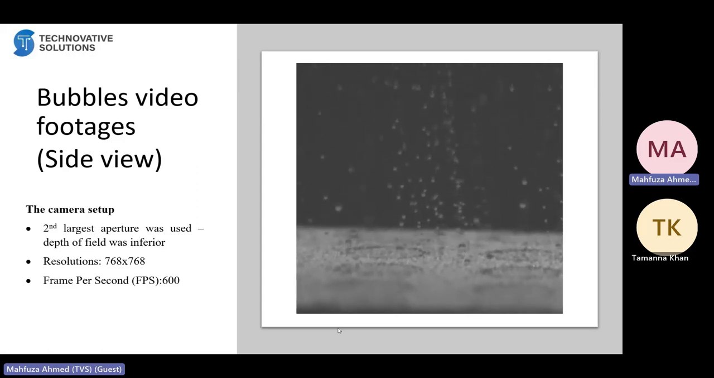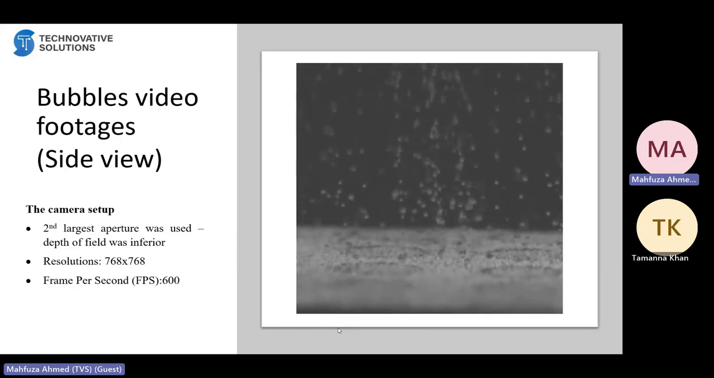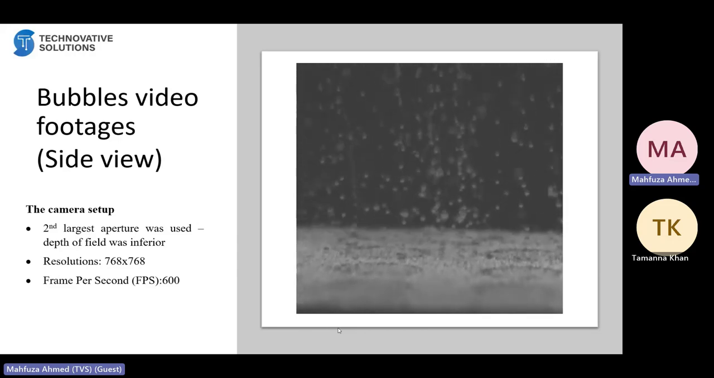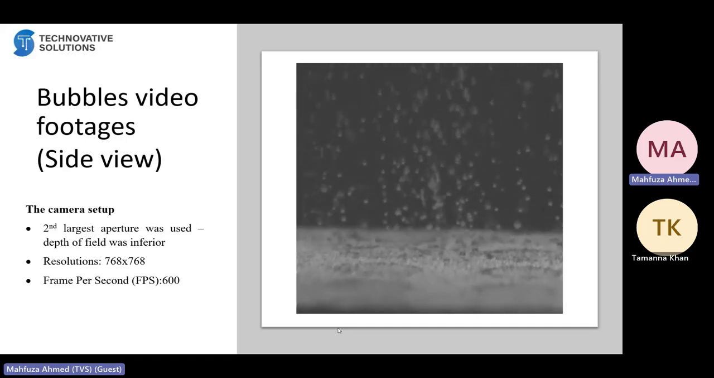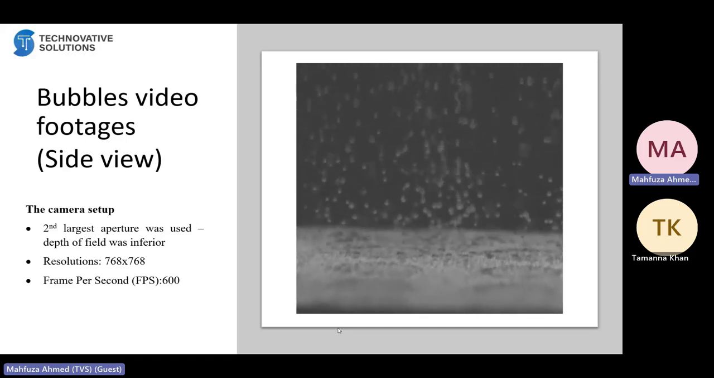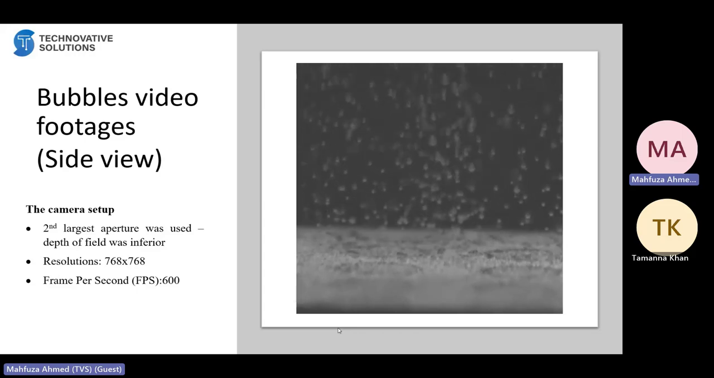Yeah, this is because we used the larger aperture. Therefore, because of using the larger aperture, we lost the depth of field, and the bubbles were out of focus. For the top view videos, we used the smaller aperture. We also tried the smaller aperture for the side view as well. However, we didn't see anything on the screen. The screen was completely dark. Therefore, we had to use the larger aperture to allow some light and to see the bubbles.